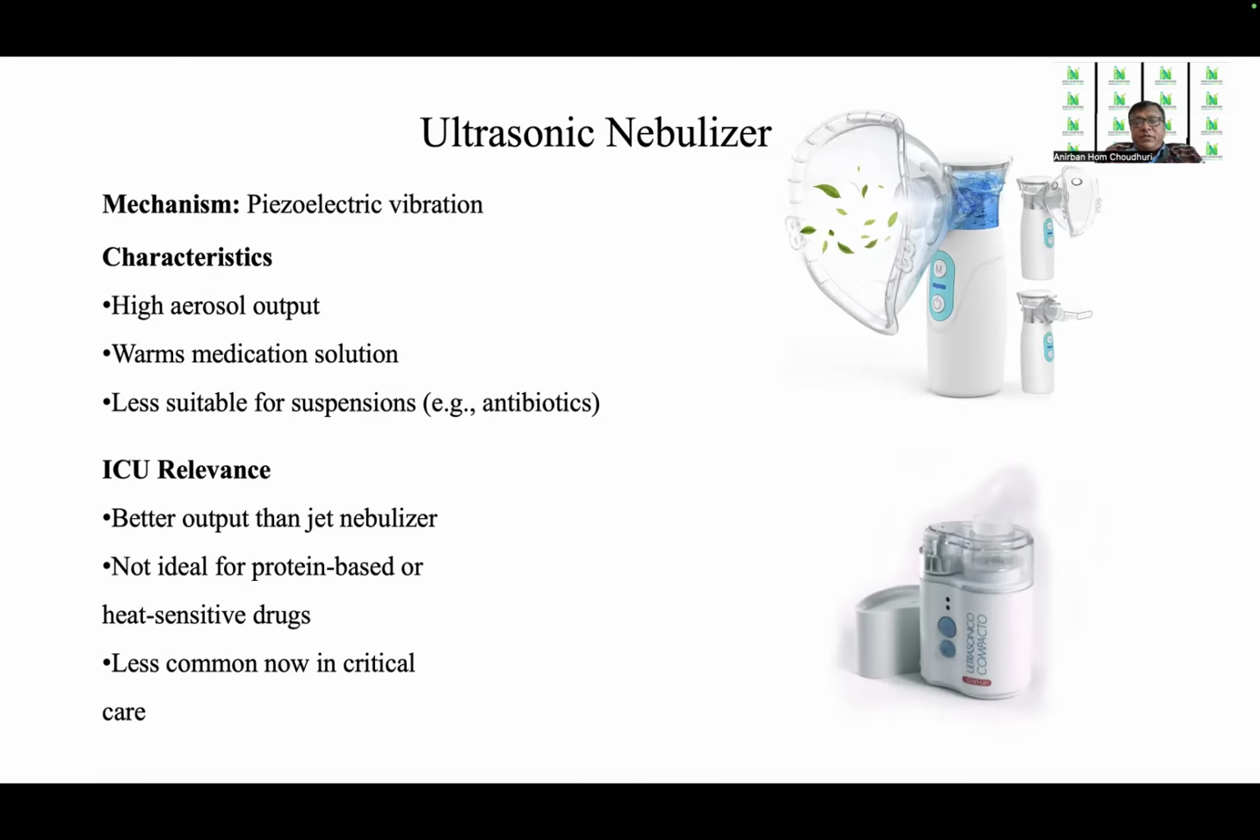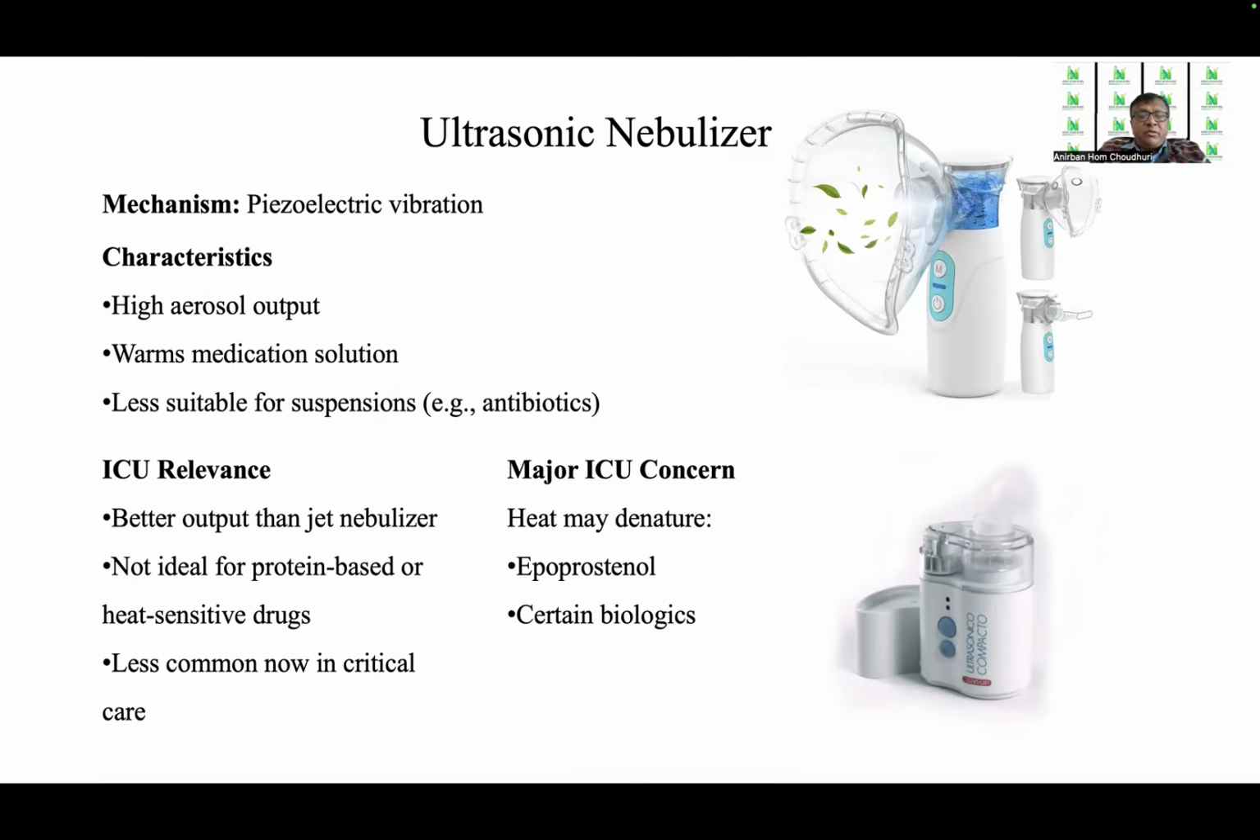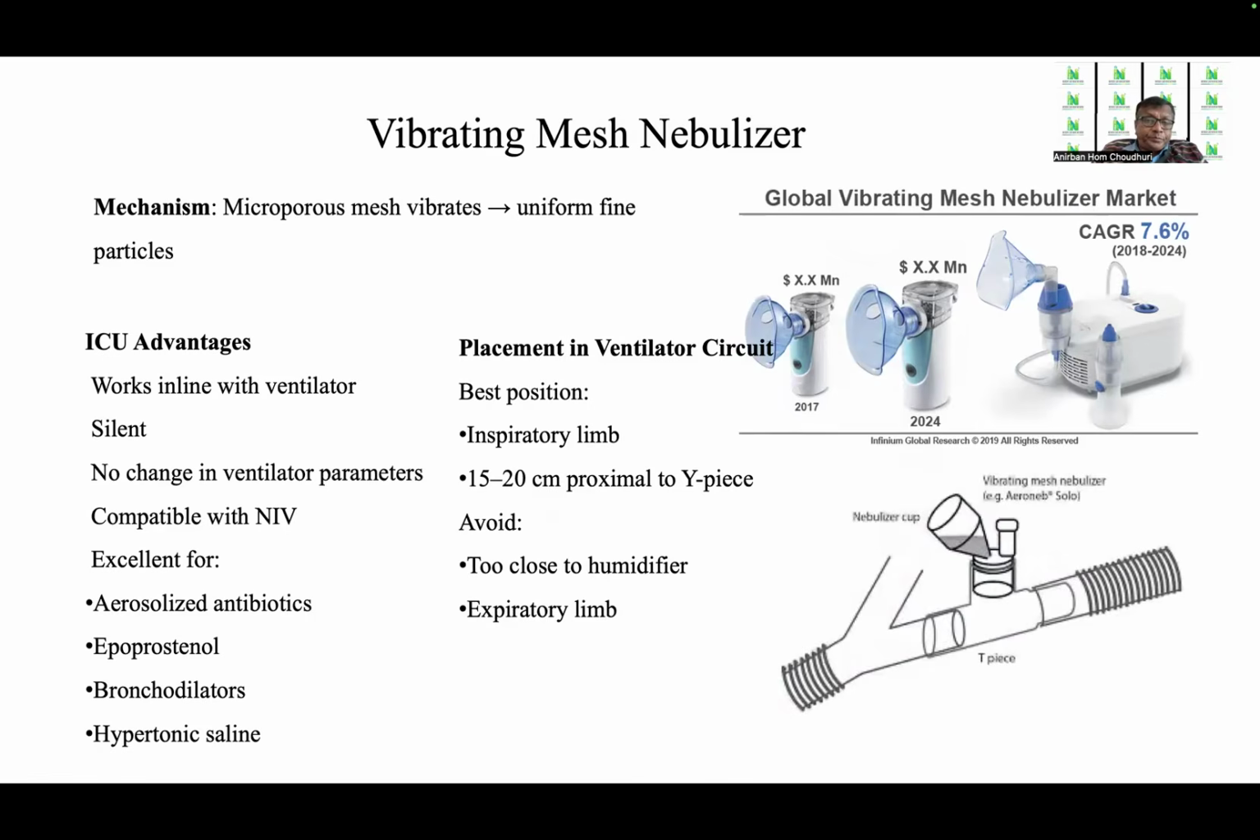The ICU relevance of this device is that it has better output than the jet nebulizer, but it is not ideal for protein-based or heat-sensitive drugs because the heat can destroy them. It is also less common now in critical care. It is, of course, more common than the jet nebulizer, but in comparison to its earlier use, the use has reduced. The major ICU concern is the heat, and this heat may denature epoprostenol and certain biologics, which are often used in patients in the ICU.